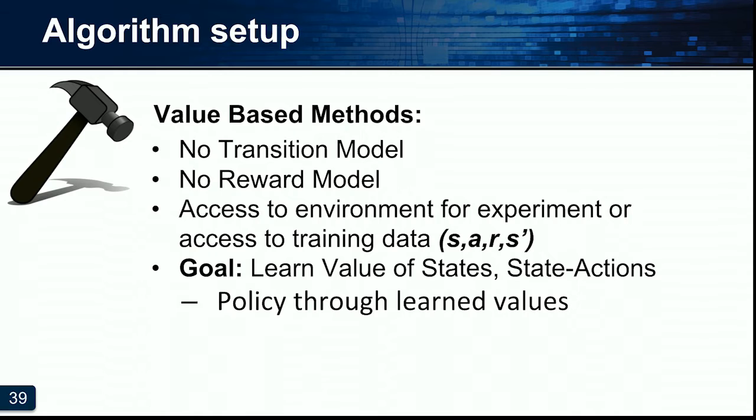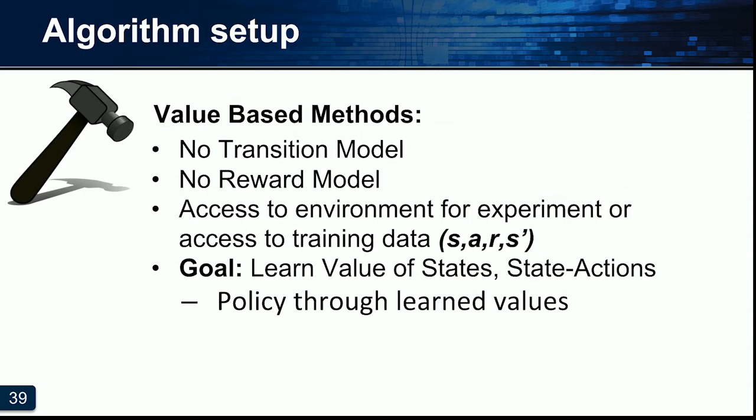So in value-based methods, just to set up the scene for everybody, we don't have the transition function, the transition model, or the reward model. What we do have is access to some environment. It could be a robot that has to move in this room. It has access to the room, and it can do things. So we can experiment in there, or we can have access to some training data.